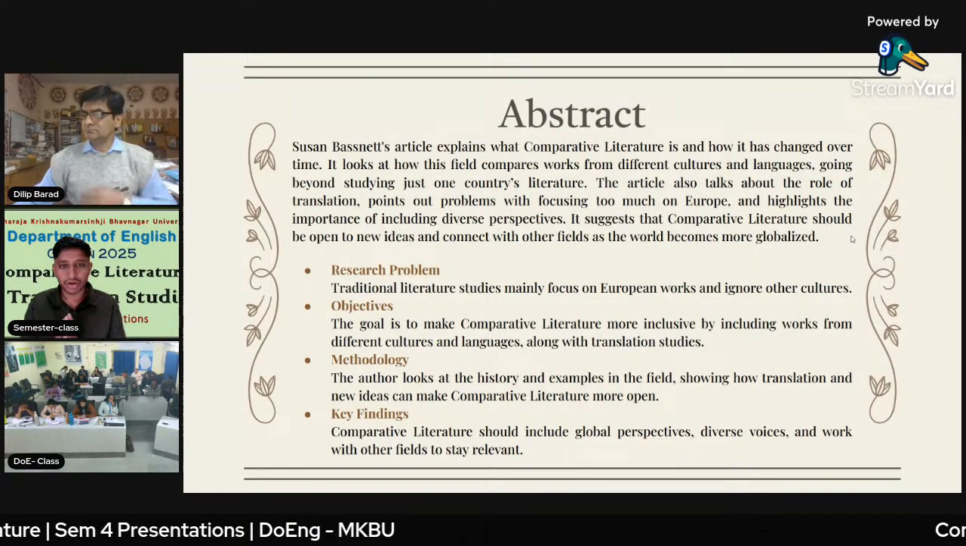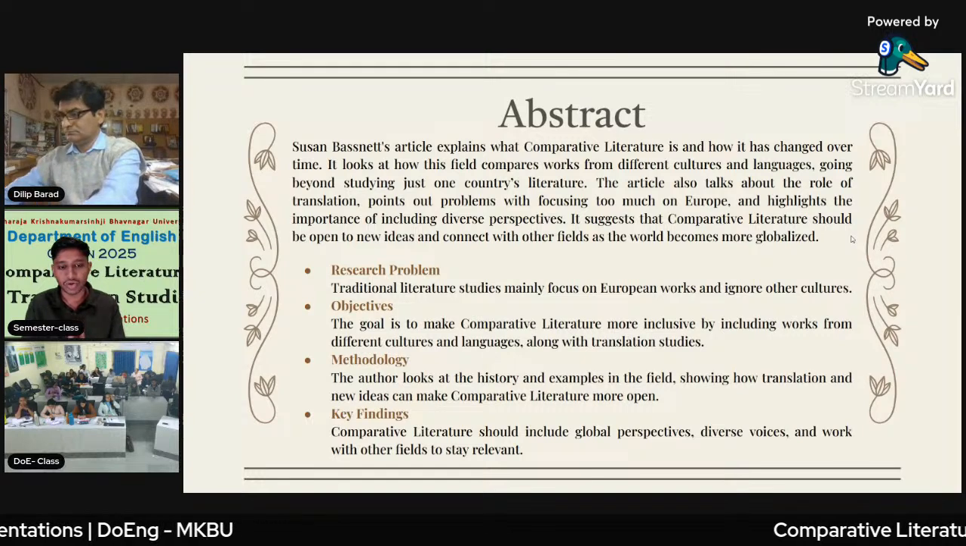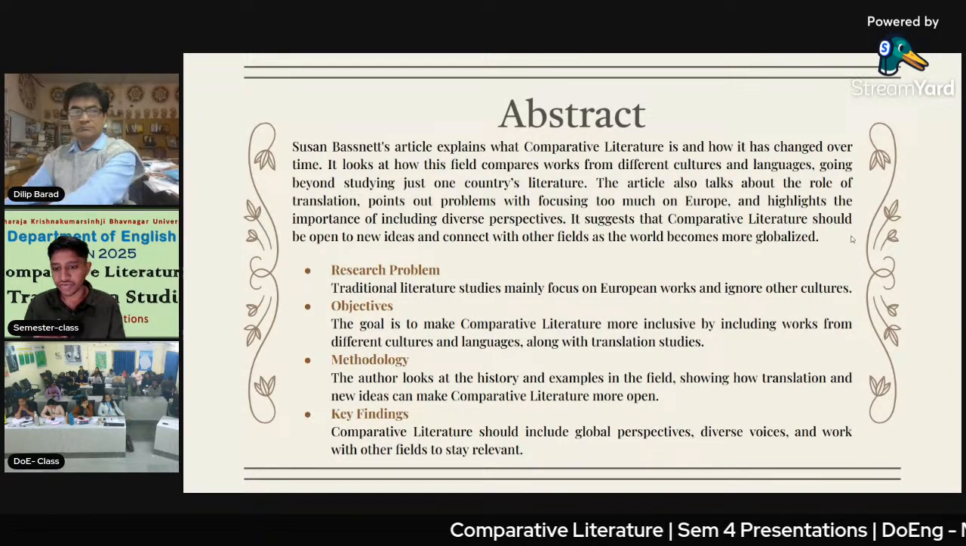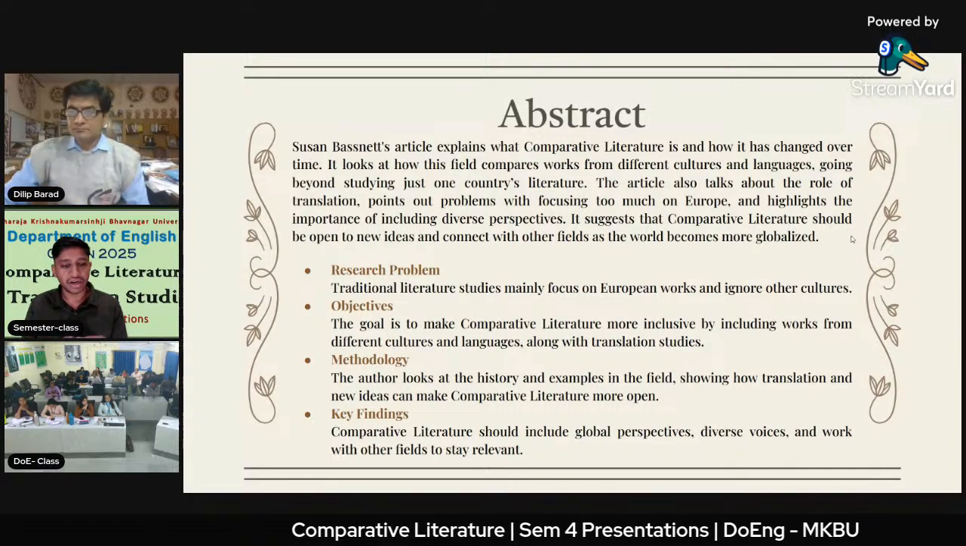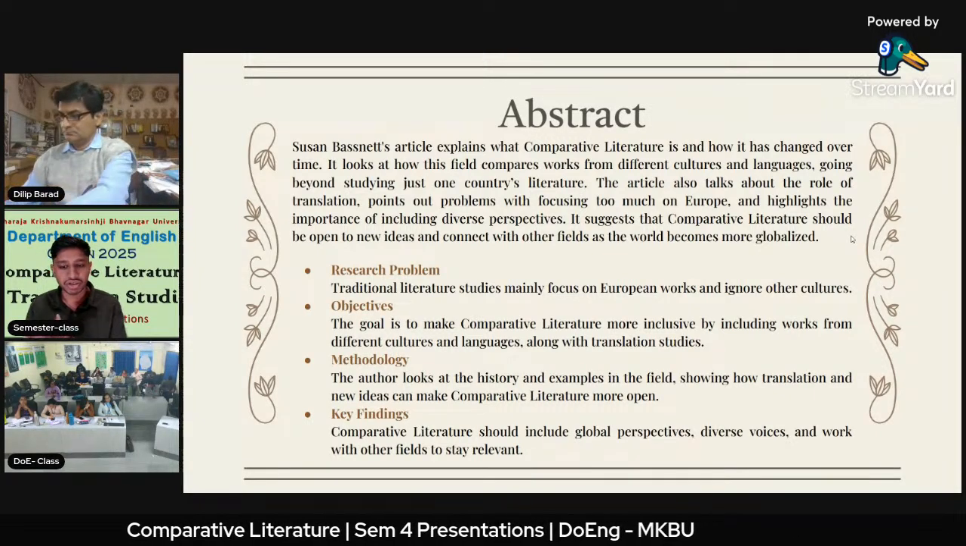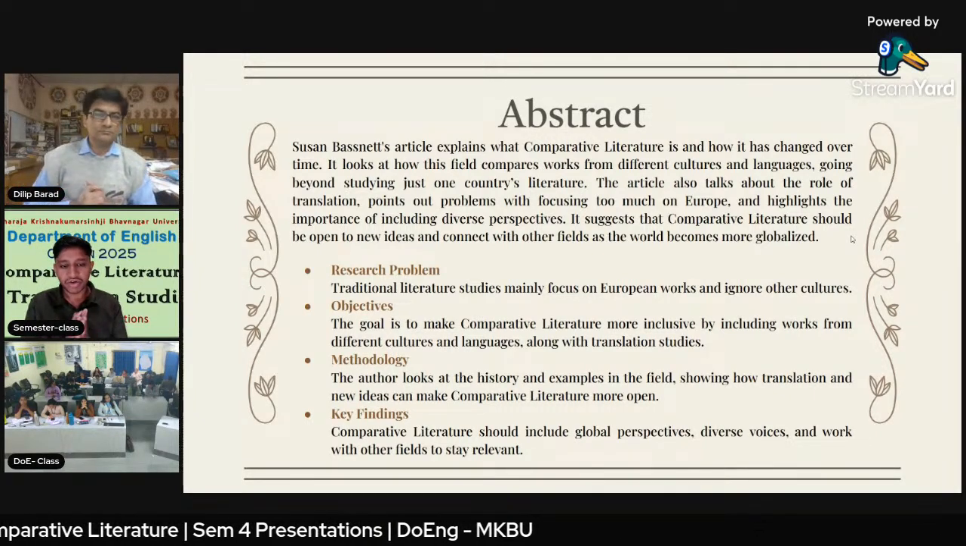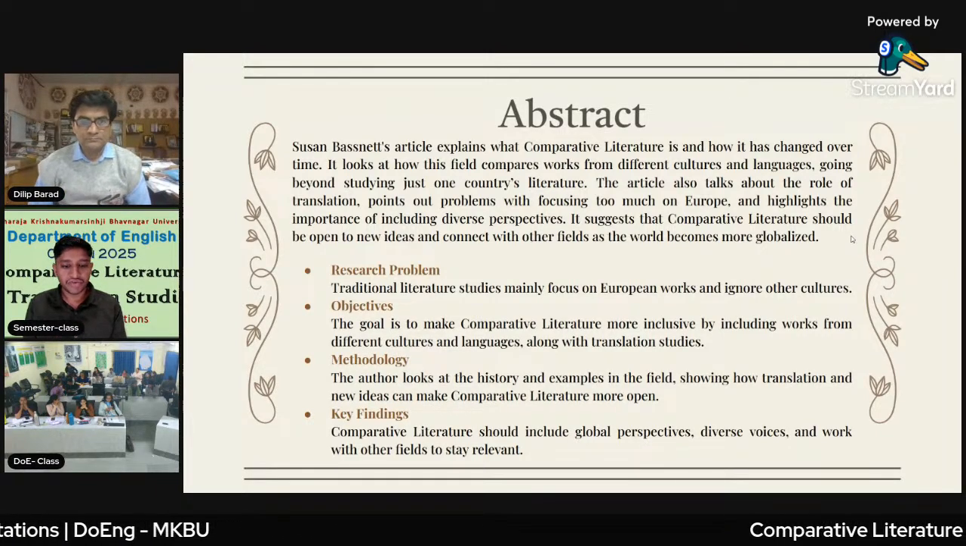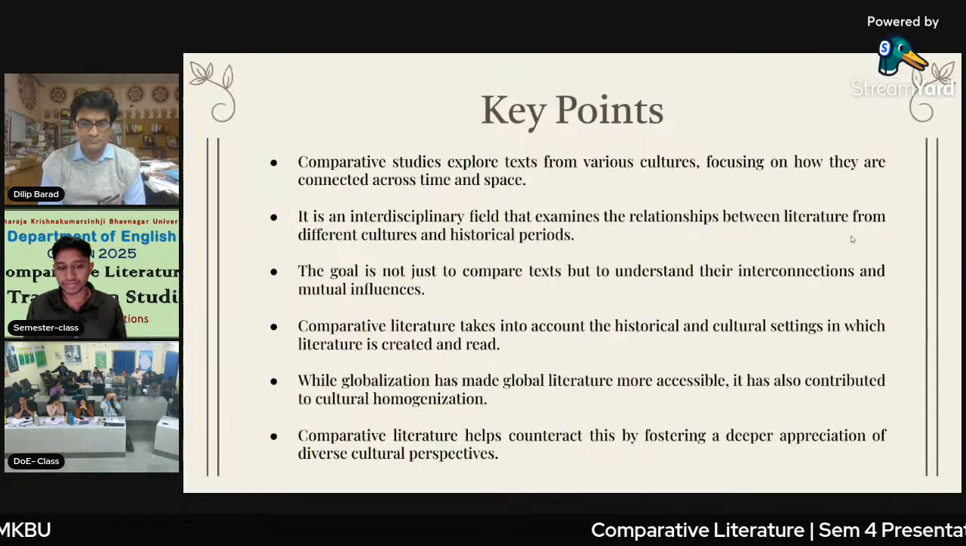The methodology of this article: the author Susan Bassnett looks at the history and examples in the field, showing how translation and new ideas can make comparative literature more open. Key finding: comparative literature should include global perspective, diversity, voice and work with other fields to stay relevant.